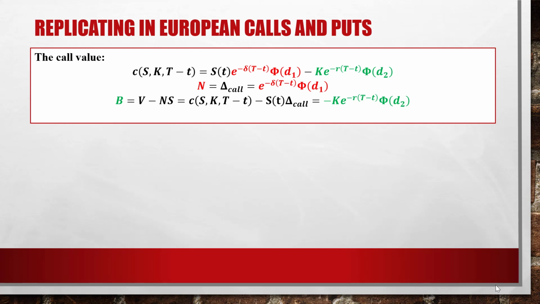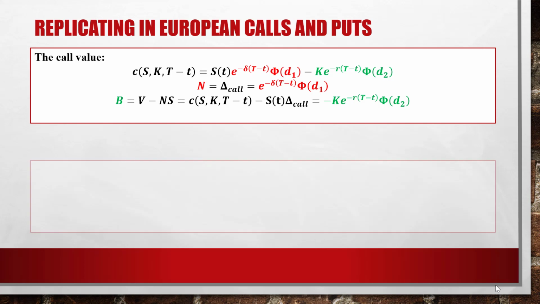And from here we withdraw b. b here is just v minus ns, or the call price subtract S of t times delta call. And it should be minus K times e to the minus r times (T minus t) times phi of d2. And here I use color to make it easier to recognize. You see, everything in the green colors are the same things. Everything in the red colors are the same things in this call value.